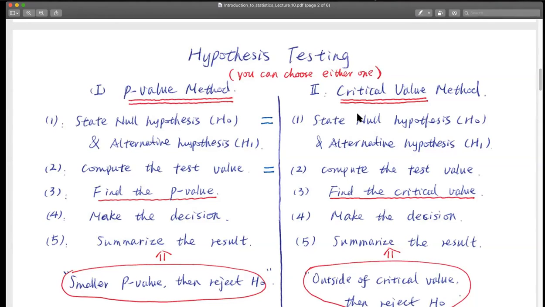Yes, someone was asking about the degree of freedom. We will come back to that.